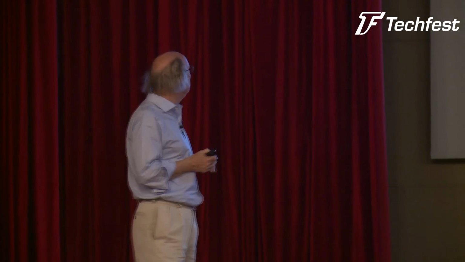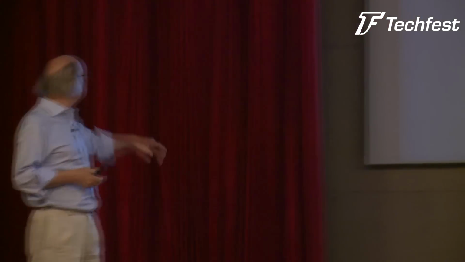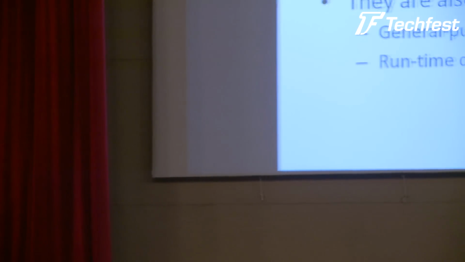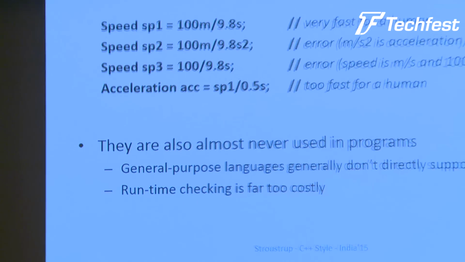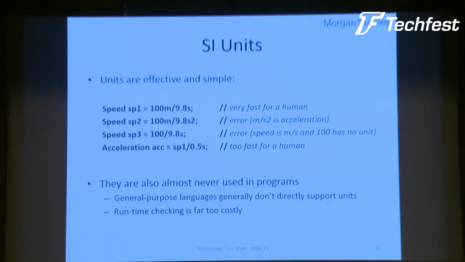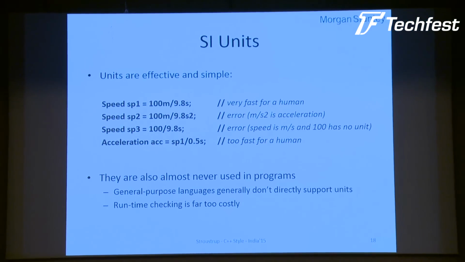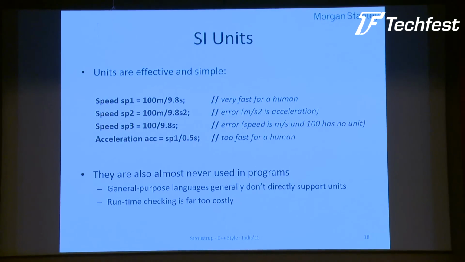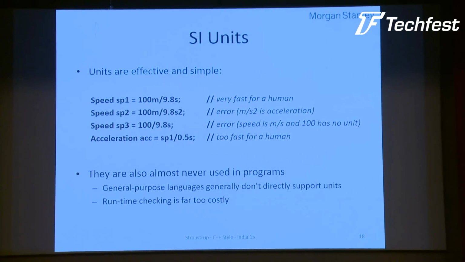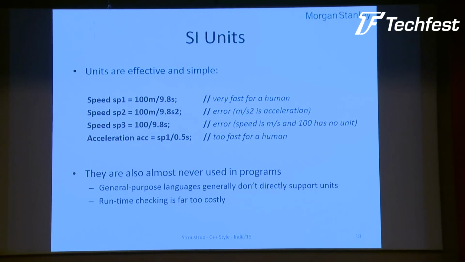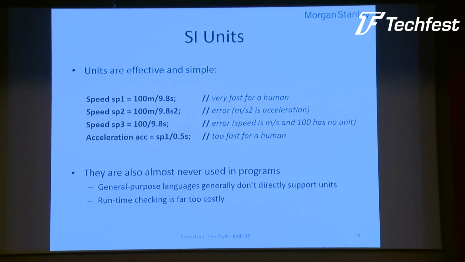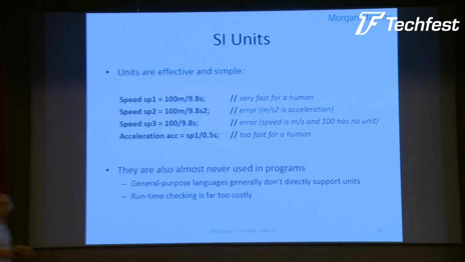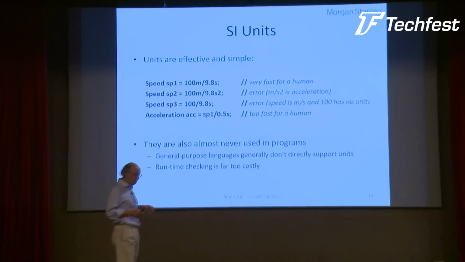Here's what we should have done. Units we could have used. Here we have speed as meters per second. A speed is not meters by second squared. That's an obvious error. Speed is not something without a unit divided by seconds. It doesn't make sense. It doesn't exist in physics. And acceleration, yeah, it's a speed divided by seconds. This is what we learned in high school. So why are the engineers doing this? Why did we lose that space probe?